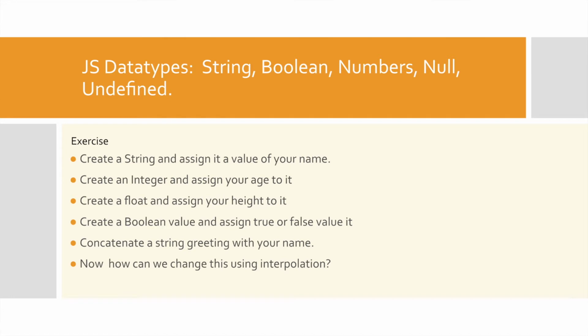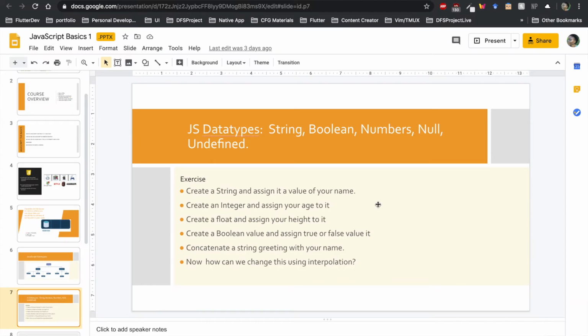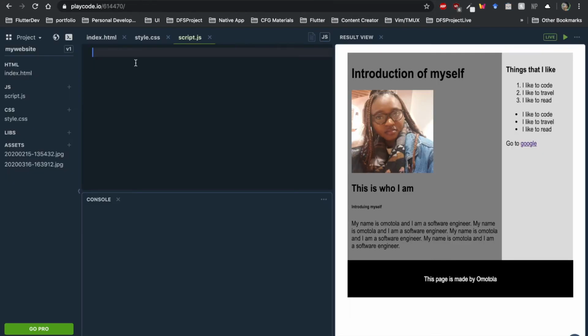So let's get back to our coding playground, and let's play with some of the types that we just talked about. Exercise: we can see that it's asking us to create a string and assign it a value, create an integer and assign it an age, create a float as well, which is a type of number, and then a boolean value, and then concatenate it or do some interpolation with it. These are just two ways of joining a string. So let's show an example of what we are going to be creating in our JavaScript.